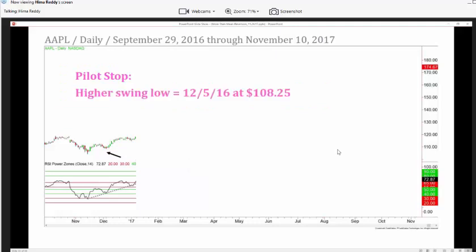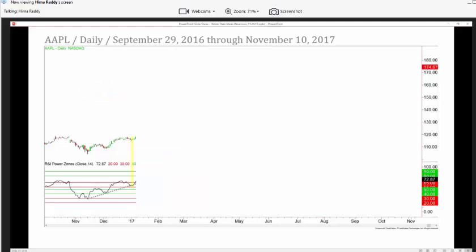And the pilot stop, well, this is where you just go and you look for the last higher swing low. And hey, it happened to be December 5th of 2016 at $108.25. So technically this pink line actually should just be right at that low. But you could cushion it and put it lower if you want, but I'm giving you an approach where you would just go and put the stop at that low if that's the pilot approach that you're taking, where you have to decide where to put it. So here's what these three look like all together, okay?